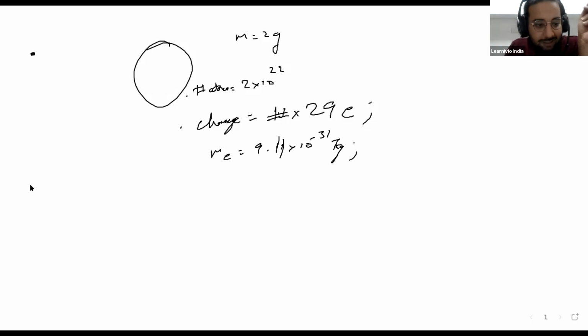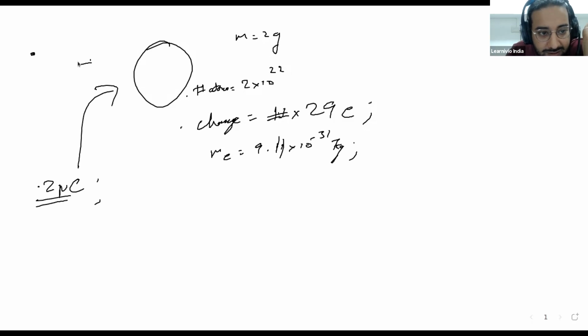If you add 2 microcoulombs to this, how much mass does it give? Okay, that can be an interesting question, but I don't think the question is what I think it is. But so, micro, okay.